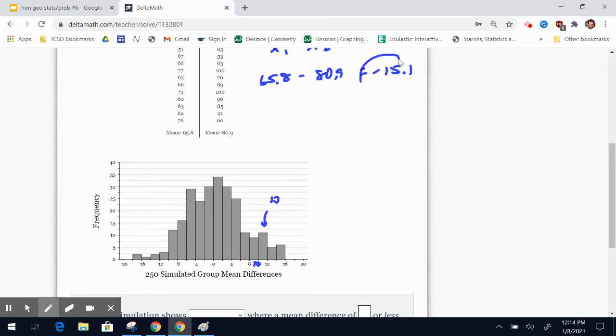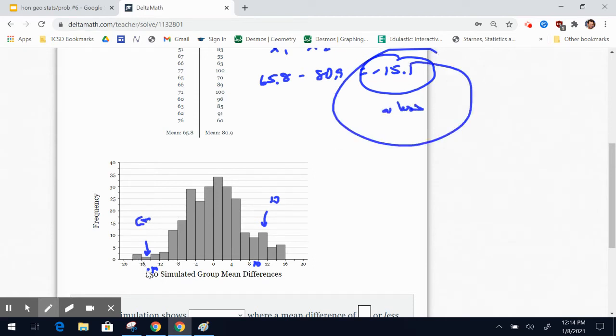So we're looking for a difference of negative 15.1. So here is negative 12. Here's negative 14. Negative 15.1 is in this bar. And again, we're going to go one way or the other. So we're going to go to the left or less. Okay, so we're looking at these two bars.